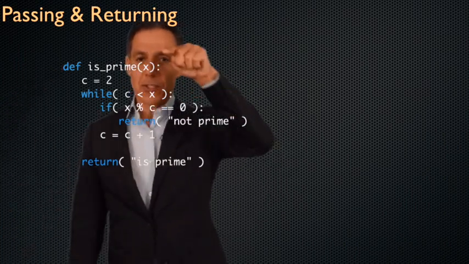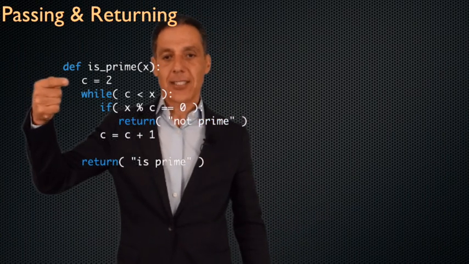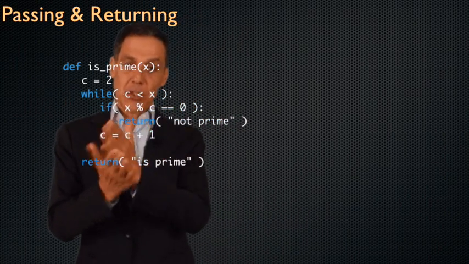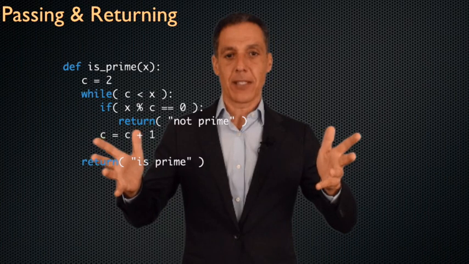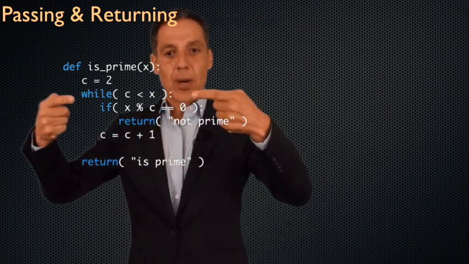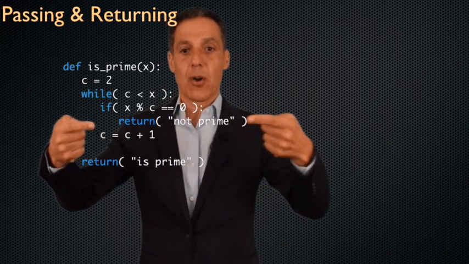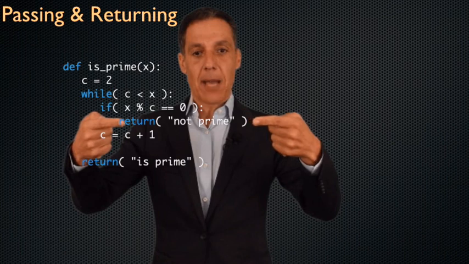Function is prime, takes a parameter x, 17. Some number is going to come in. Initialize c to 2. I'm going to search all numbers between 2 and x minus 1 and figure out if any of those are a whole number divisor. So same while loop, while c is less than x. Same conditional, if x mod c is equal to 0, return not prime.